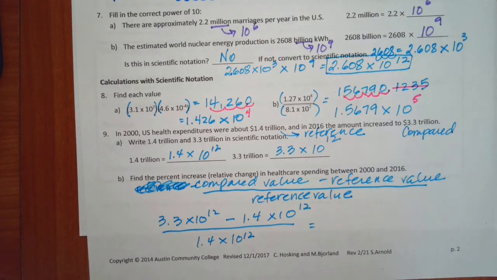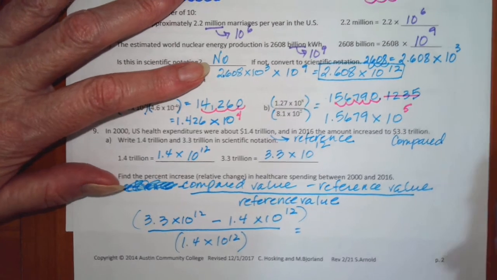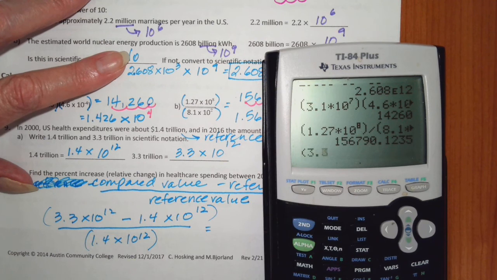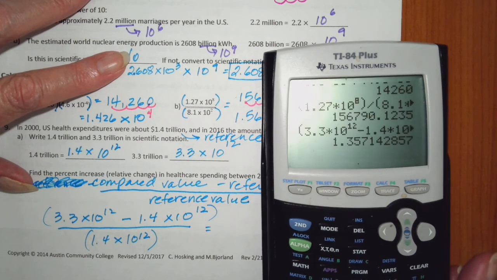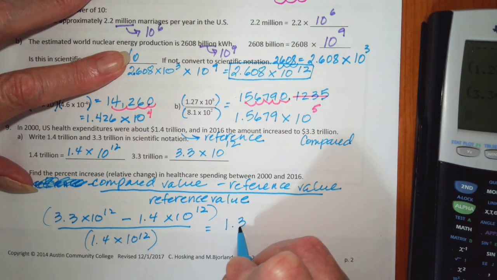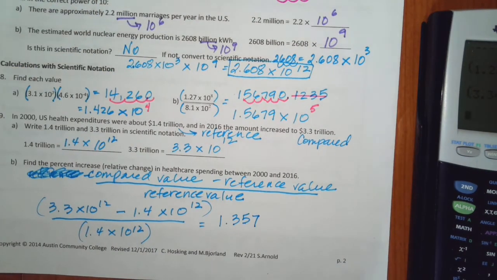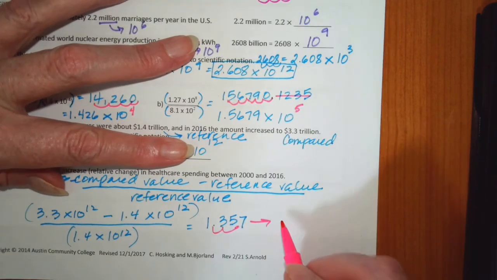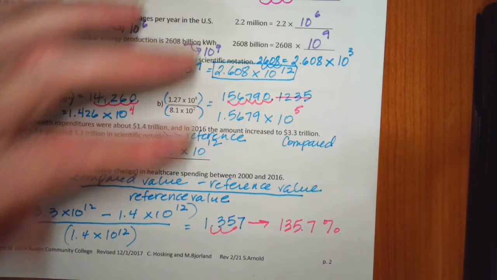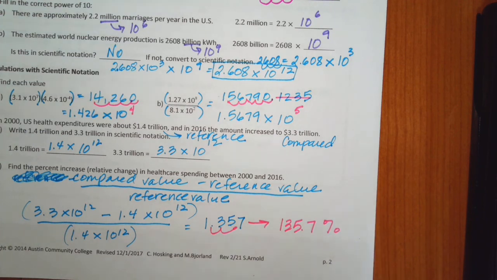Now, once again, I'm going to do this all in my calculator. So I'm going to do 3.3 times 10 to the 12th minus 1.4 times 10 to the 12th divided by 1.4 times 10 to the 12th. And I get 1.357. Now I need to take that and convert it to a percent. So I move my decimal two places to the right, and that gives me 135.7%. Okay, the end.